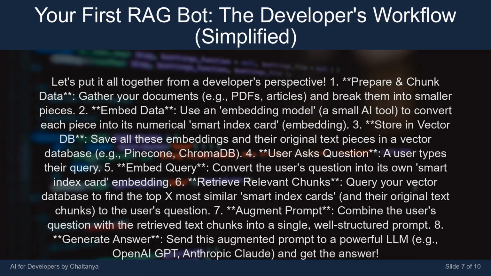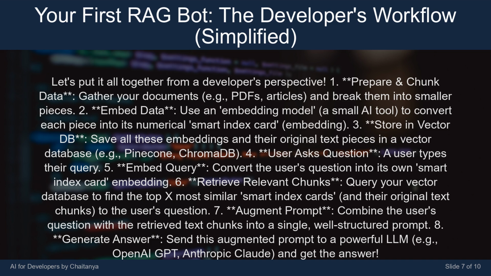transparency. Let's put it all together from a developer's perspective. 1. Prepare and chunk data. Gather your documents, e.g., PDFs, articles, and break them into smaller pieces. 2. Embed data. Use an embedding model, a small AI tool, to convert each piece into its numerical smart index card, embedding. 3. Store in VectorDB. Save all these embeddings and their original text pieces in a vector database, e.g., Pinecone, ChromaDB. 4. User asks question. A user types their query. 5.